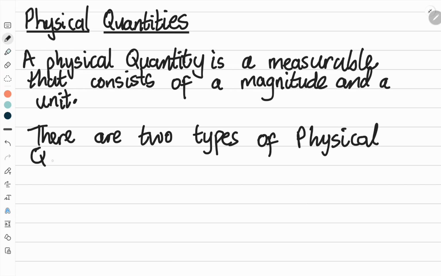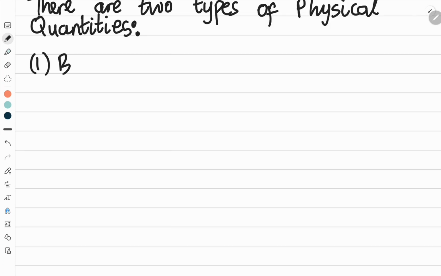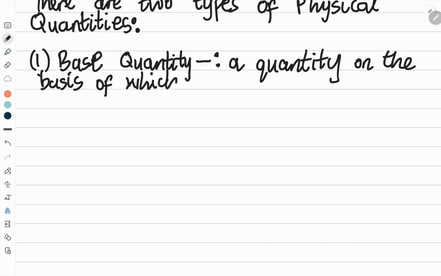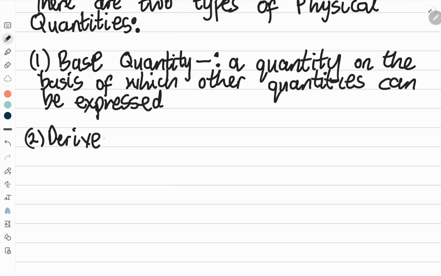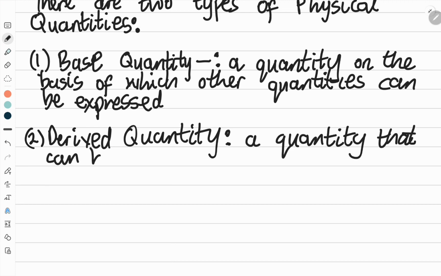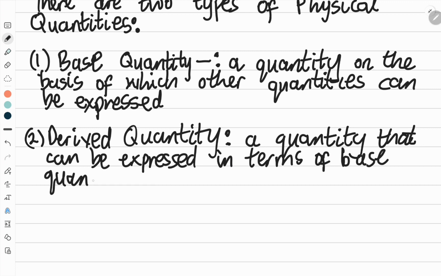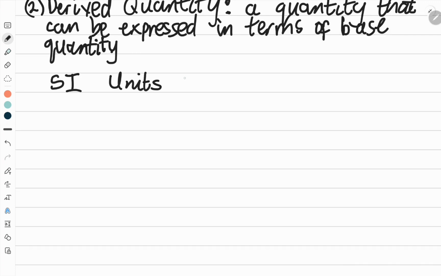Then there are two types of physical quantities. Number one, we have the base quantity. A base quantity is a quantity on the basis of which other quantities may be expressed. Then the second type is the derived quantity, which is a quantity that can be expressed in terms of a base quantity.